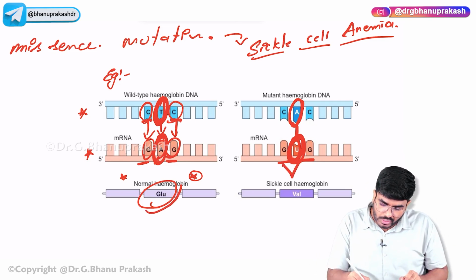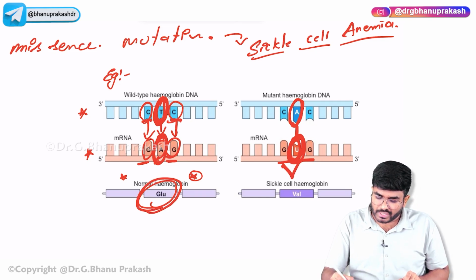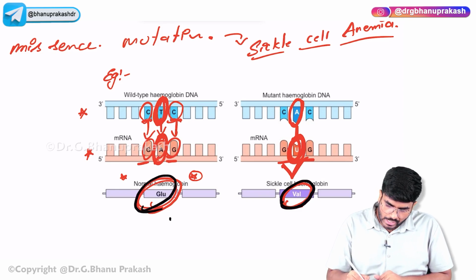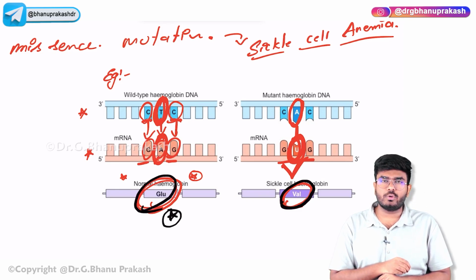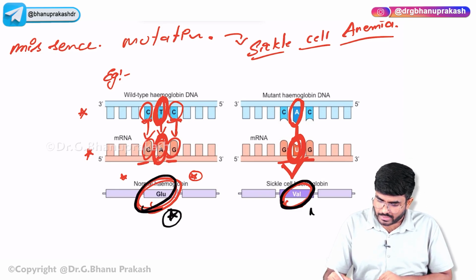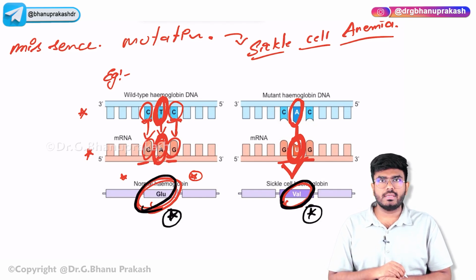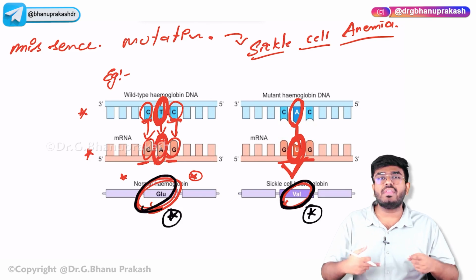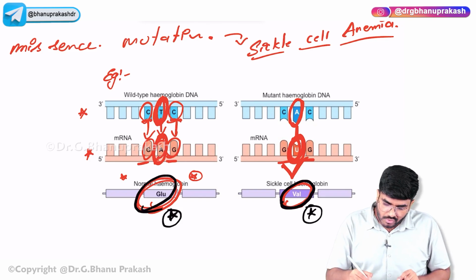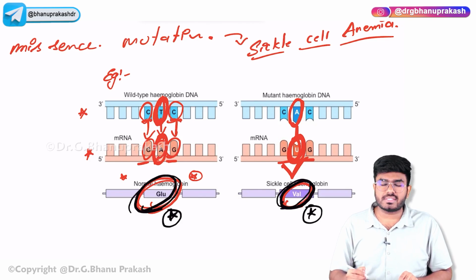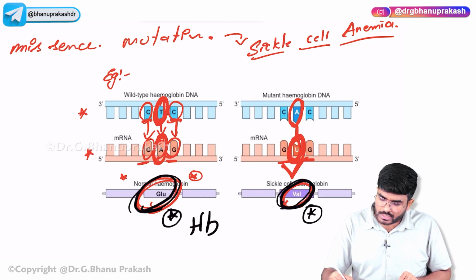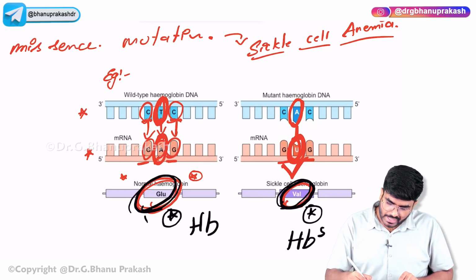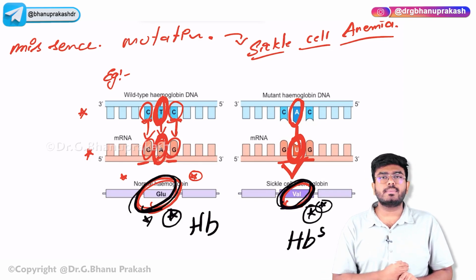It was supposed to be glutamic acid over here. Now, instead of glutamic acid, what do we have here? Valine. So, hydrophilic glutamic acid is replaced by valine, a hydrophobic amino acid. This is the problem in sickle cell anemia. The quality of the hemoglobin is affected, because instead of one amino acid, there is a different amino acid. This is the normal hemoglobin, and this is the sickle cell hemoglobin, because the glutamic acid was replaced with valine.